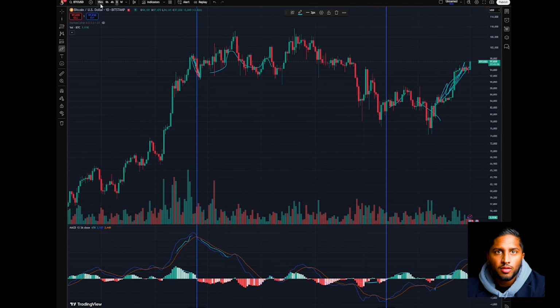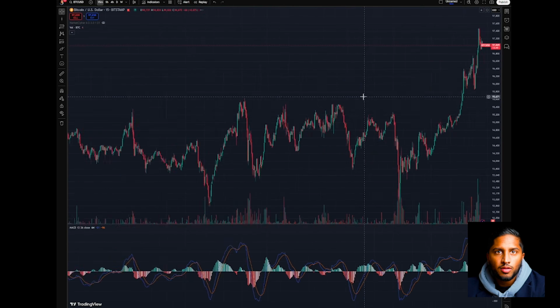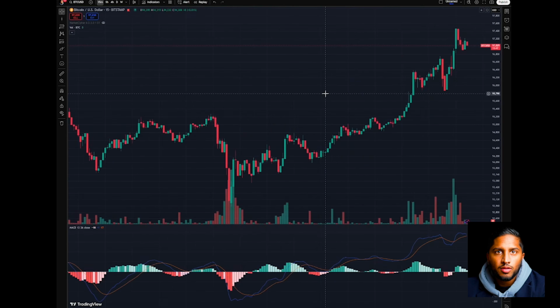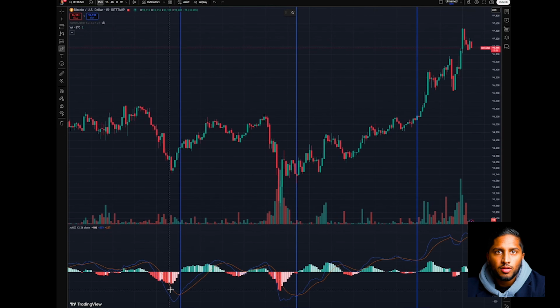Let's look at a shorter time frame. Let's remove the drawings here. Let's reset the chart. All right, now let's take a look at a 15-minute time frame and see what's going on here. Draw some vertical lines. Here's a cross right there. Do another one. Significant cross. And let's look at that cross. Okay, so here we see a cross right about there.